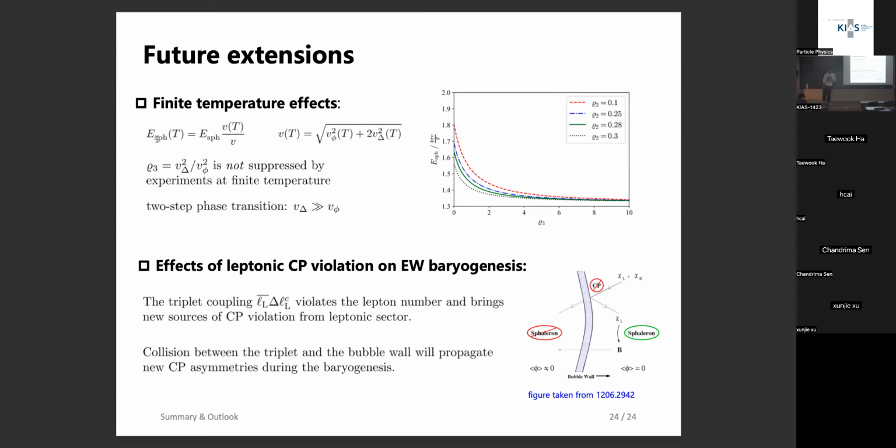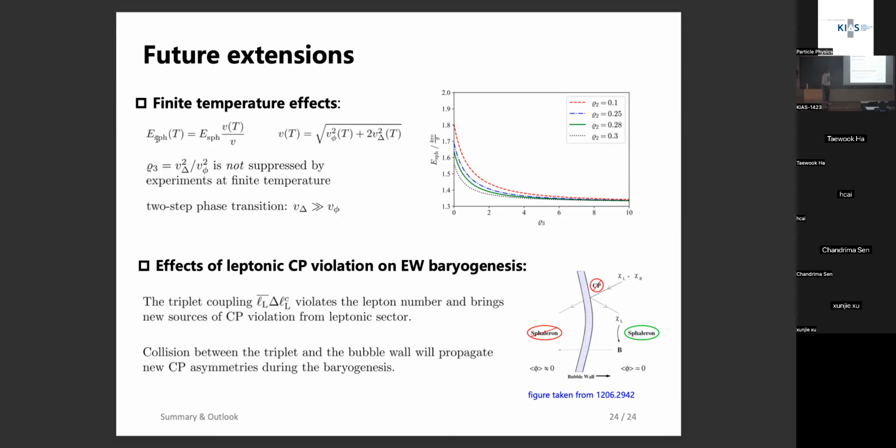Okay, finally, I would like to make some brief remarks on the possible future extensions along this work. The first one is to take into account the finite temperature effects. The calculations above are based on zero temperature field theory. If you want to include the temperature effects, we need to calculate the scalar potential and the Sphaleron configuration, including the temperature corrections.